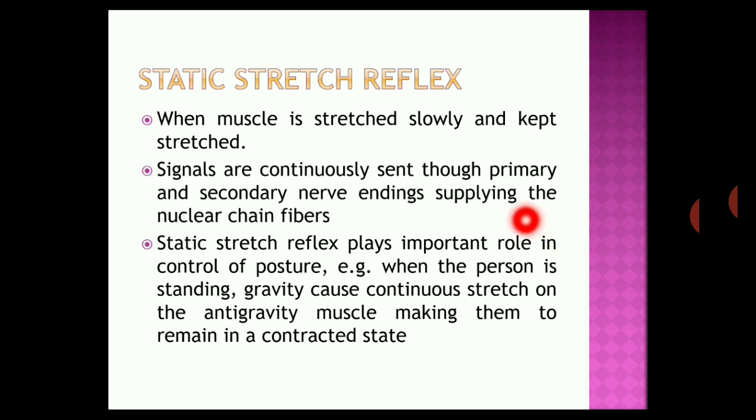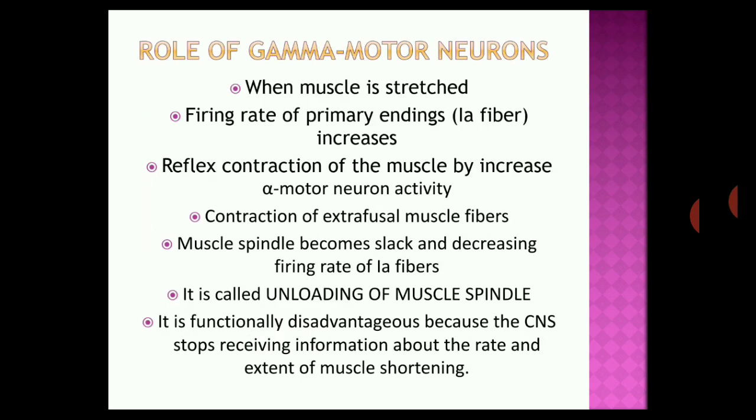Now, static stretch reflex. When muscle is stretched slowly and kept stretched, signals are continuously sent through primary and secondary nerve endings supplying the nuclear chain fibers. Because as we know, nuclear chain fibers are the intrafusal fibers responsible for static stretch. So it sends signals about static stretch to the spinal cord. Now, static stretch reflex plays an important role in control of posture. For example, when a person is standing, gravity causes continuous stretch on anti-gravity muscle, making them remain in a contracted state. So this is the best example of static stretch reflex.